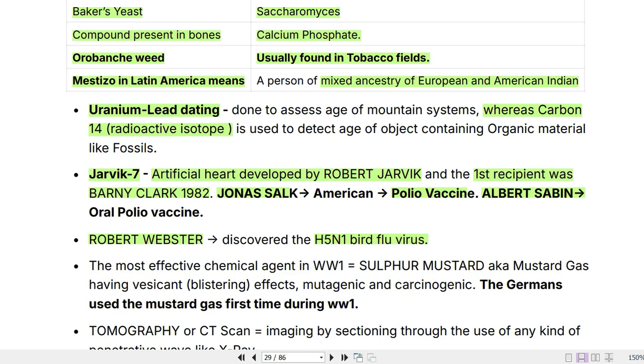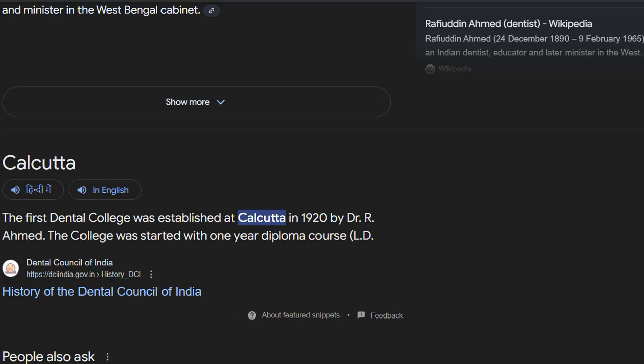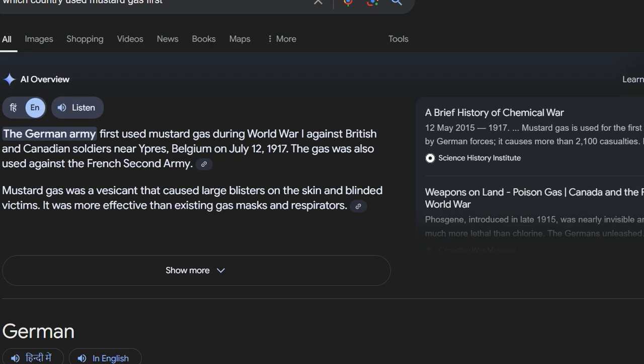Then the most effective chemical agent in World War I was sulfur mustard, or simply mustard gas, having vesicant or blistering effects, mutagenic and carcinogenic. The Germans used the mustard gas for the first time during World War I. So that's another point to remember, like which country used the mustard gas for the first time. You can ask. So they were the Germans.